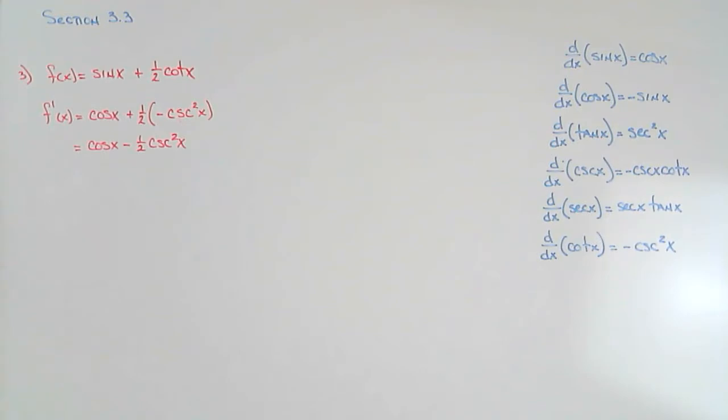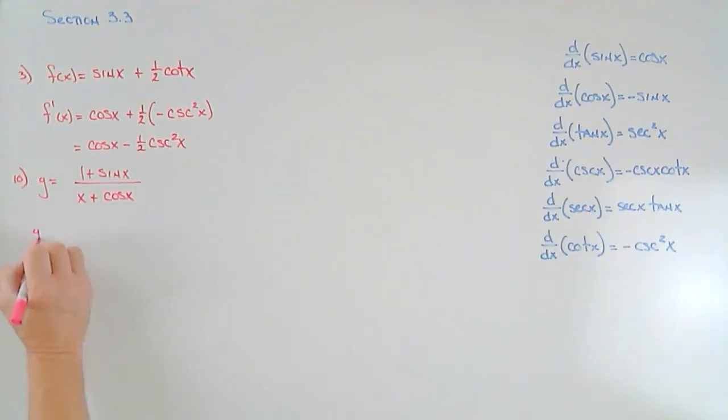Now, if we skip down to number 10, they give us a quotient, y equals 1 plus sine x. We can't simplify that. Divided by x plus cosine x. We can't simplify that. So we're going to have to use our quotient rule.